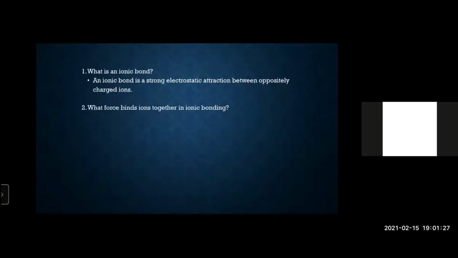Now, what forces bind ions together in ionic bonding? There is a strong electrostatic force of attraction, as you have oppositely charged ions held in an ionic lattice, a very strong ionic structure in which the particles are held together by electrostatic forces. When you have a positive ion and a negative ion, they attract because opposite charges attract, so you have a very strong force between them.